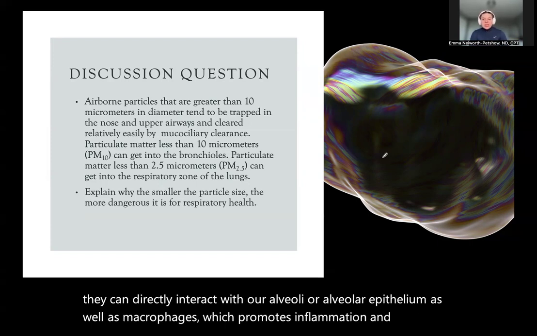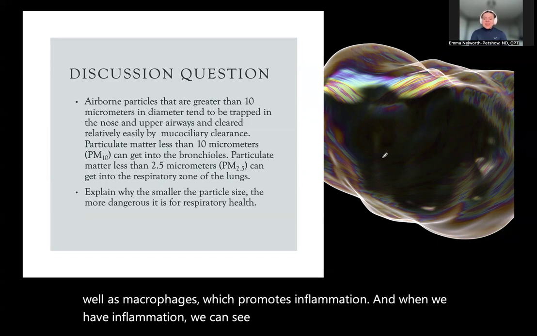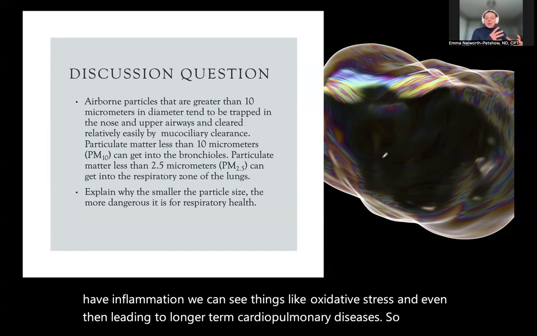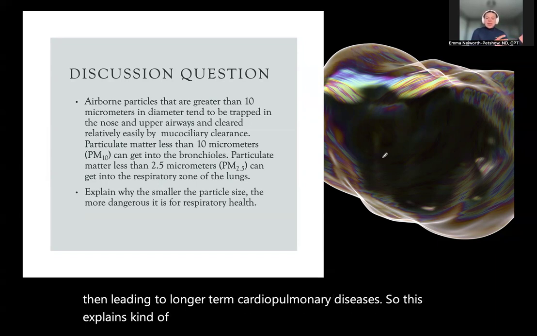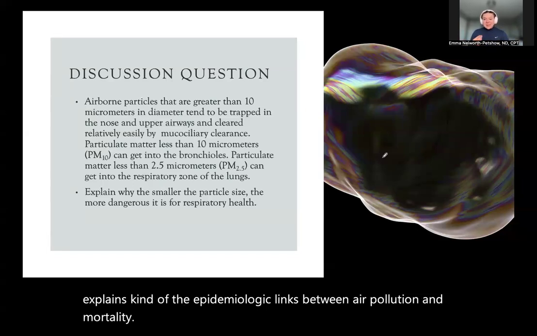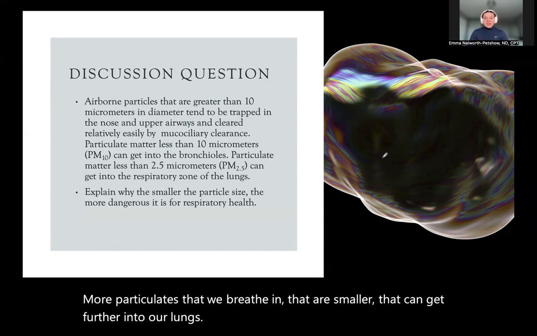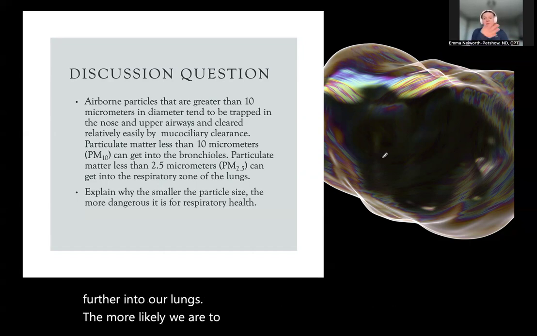And when we have inflammation, we can see things like oxidative stress and even longer term cardiopulmonary diseases. So this explains the epidemiologic links between air pollution and mortality. The more particulates that we breathe in that are smaller and can get further into our lungs, the more likely we are to see those environmental factors affect our respiratory system.